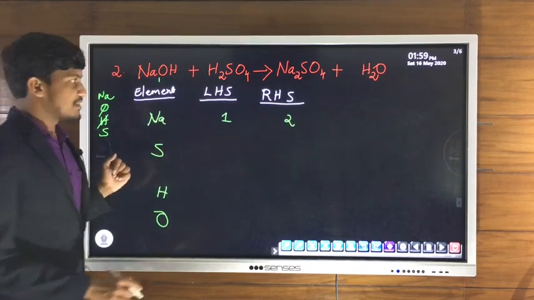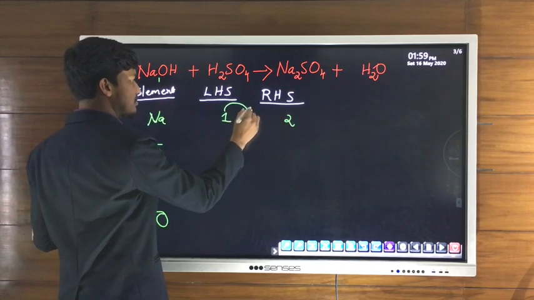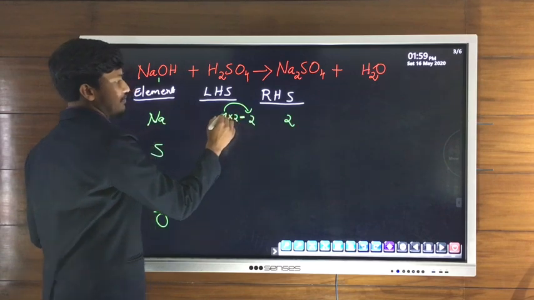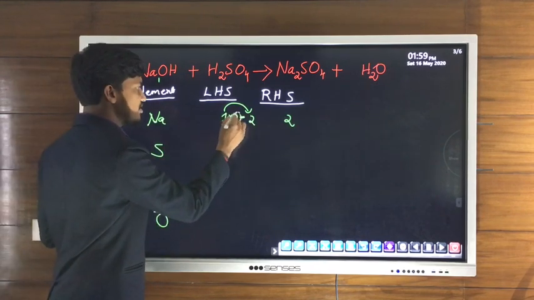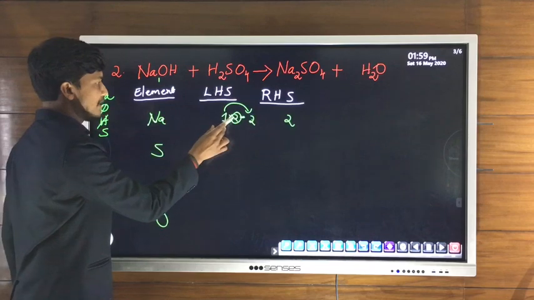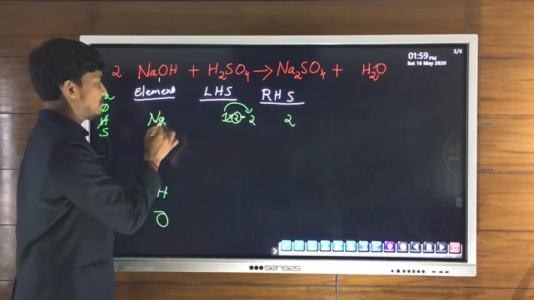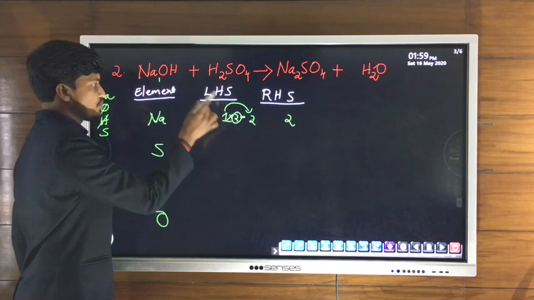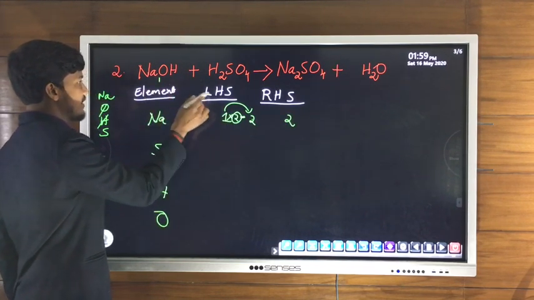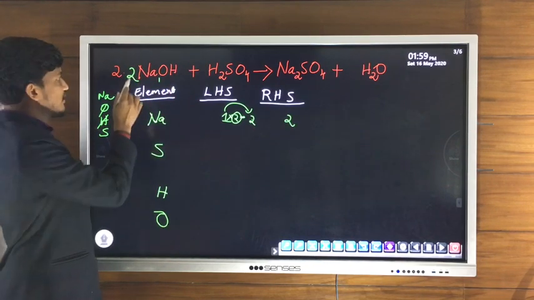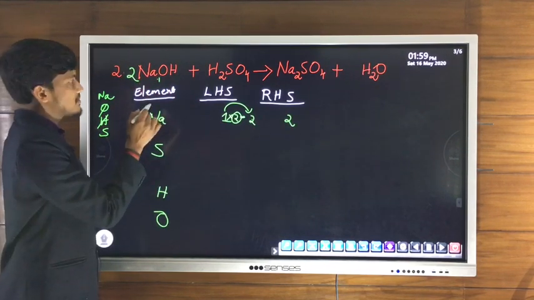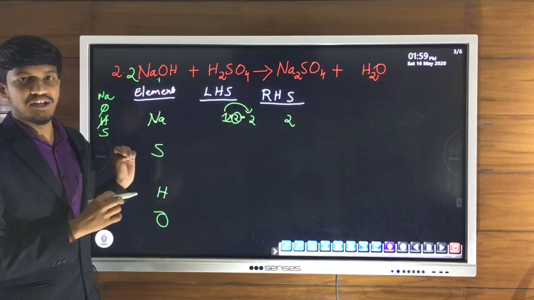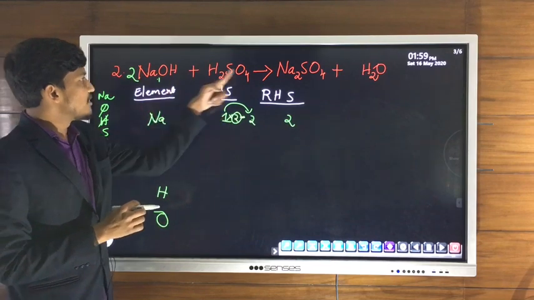Now how can we make them equal? We can convert this 1 into 2 by multiplying by 2. When 1 is multiplied by 2, we get 2. That means we have to multiply by 2 on the LHS for Na. So we have to write coefficient 2 on the LHS for Na. Then you will get 2 into 1, 2 sodium atoms, and on the right side Na2, 2 sodium atoms. So equal number of sodium atoms.